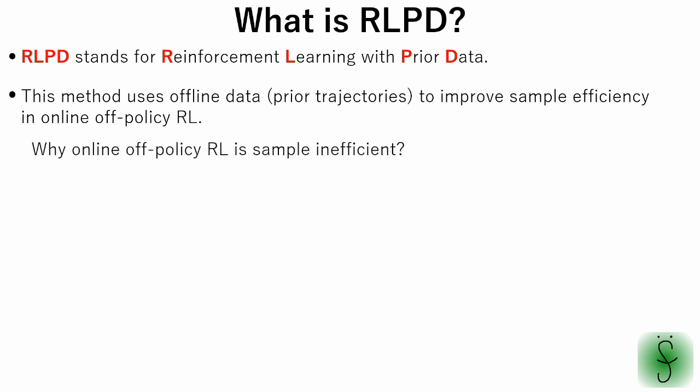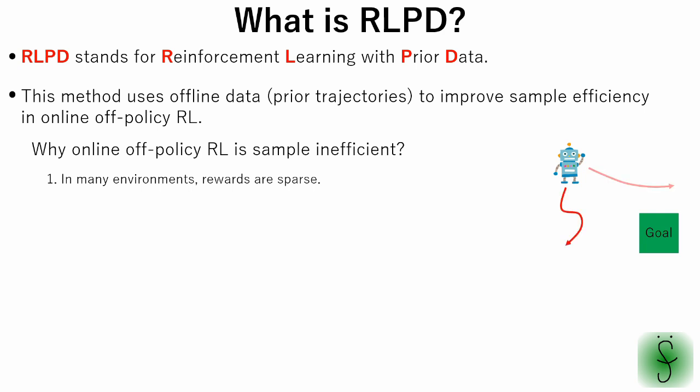Let's think about where sample inefficiency comes from. First, in many environments, rewards are sparse. For example, if this robot obtains a reward only when it reaches the goal, it must make a lot of unsuccessful attempts before it gets any.